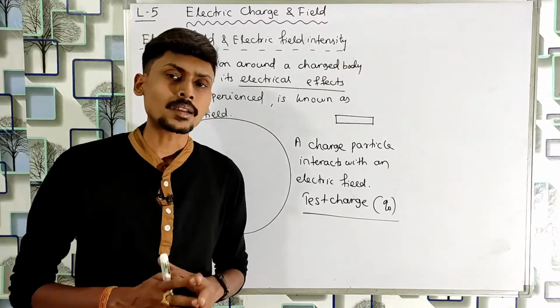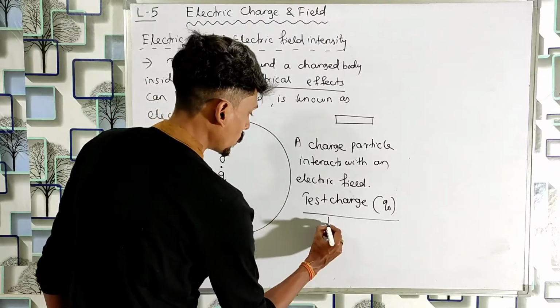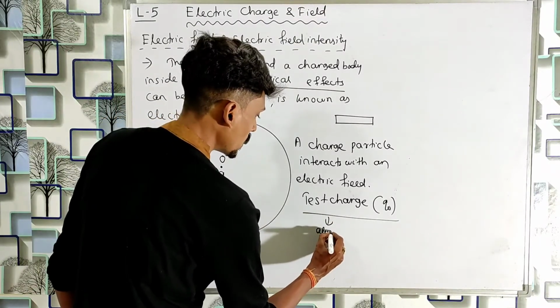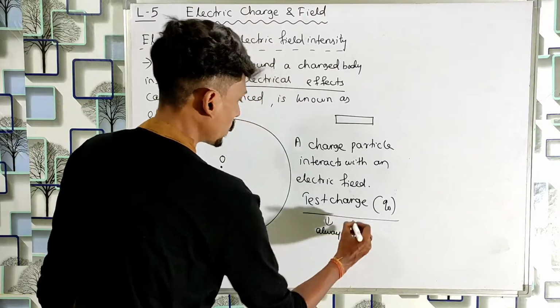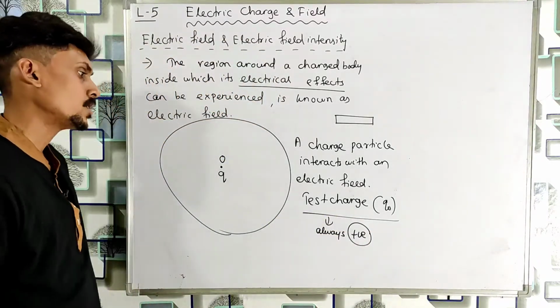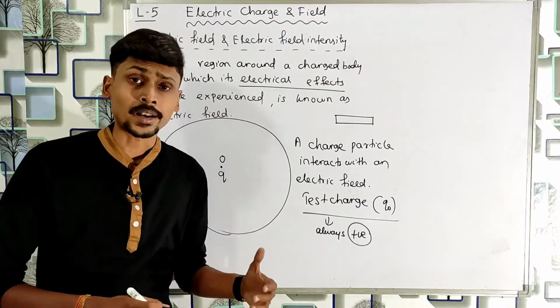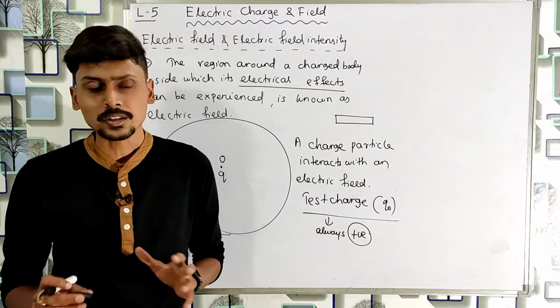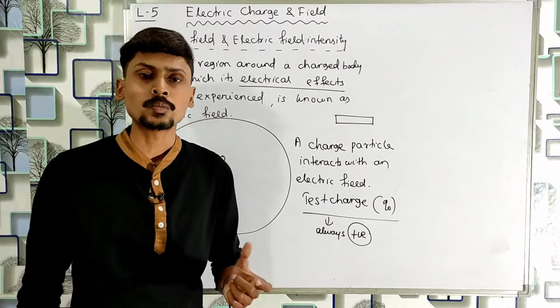And by convention, the test charge is always taken to be positive. By convention, we always take the test charge to be positive. There is no reason behind it. Why do we take the test charge as positive, not negative? There is no reason behind it. By simple convention, we have taken the test charge to be positive.